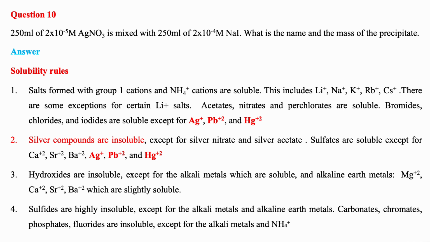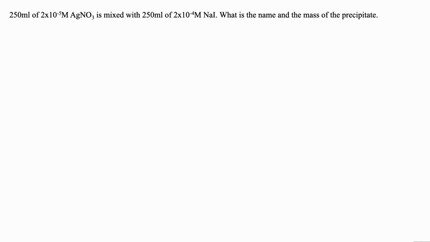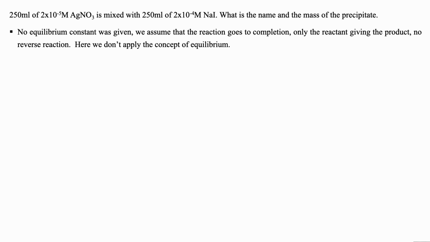So let's do the reaction and see whether our compound is soluble. We have silver nitrate plus sodium iodide, which gives silver iodide. So we can see that here we are going to have this insoluble compound from the solubility rules.